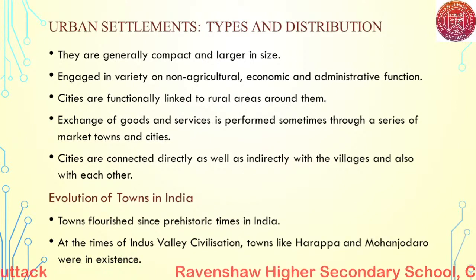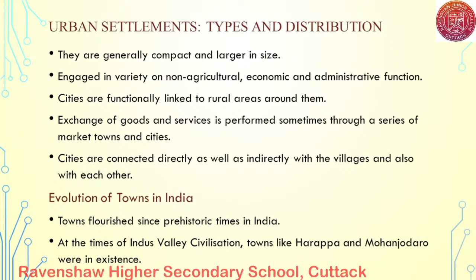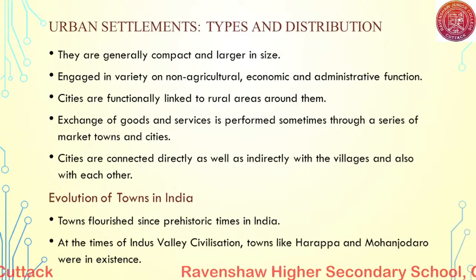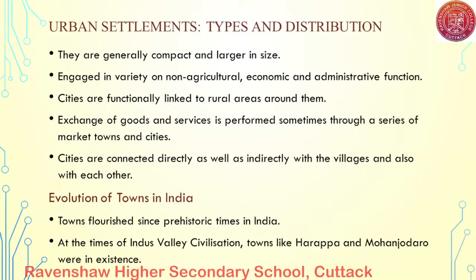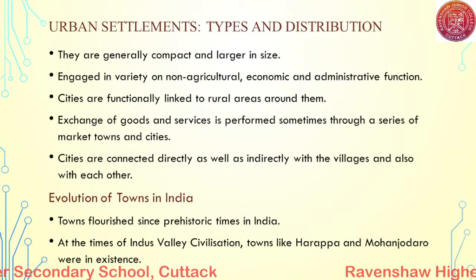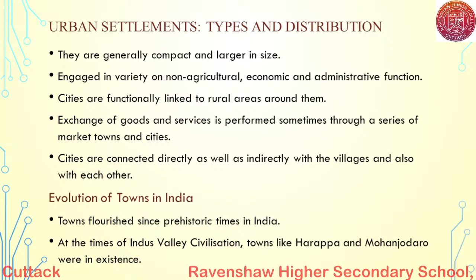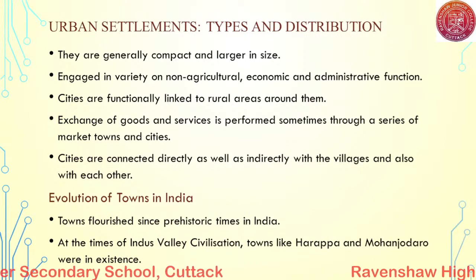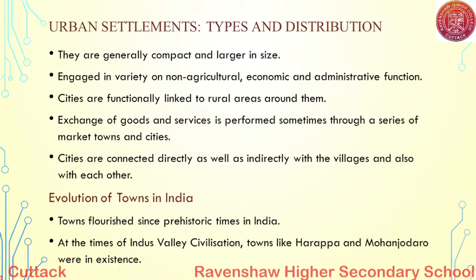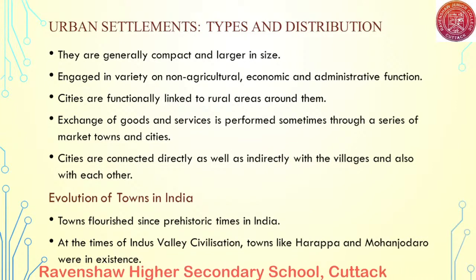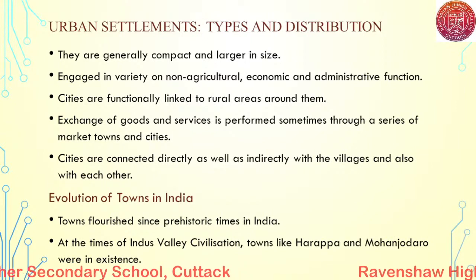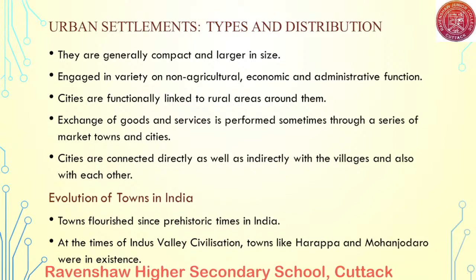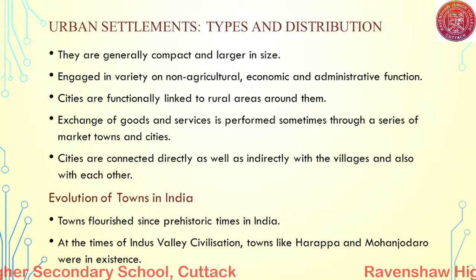And cities in the urban settlements are functionally linked with the rural areas around them. That means cities are functionally linked to the rural settlements, and the exchange of goods and services is performed through a series of markets, towns and cities. That means the finished products from the urban settlements are carried to the rural areas to satisfy the various needs of the rural people. Similarly, various vegetables and other agricultural products are supplied to the urban areas to satisfy the needs of the urban people. And cities are connected directly as well as indirectly with the villages and also with each other. These are the urban settlements.